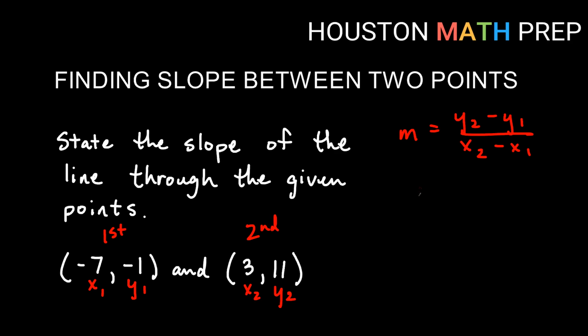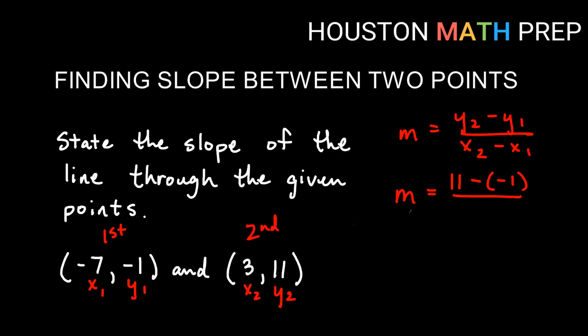You might get an opposite sign if I were to put y2 minus y1 on top, but I put x1 minus x2 on the bottom. We want to be careful with that. So in this one here, if I do y2 minus y1 on the top, that's 11 minus -1, so be careful with your sign there.